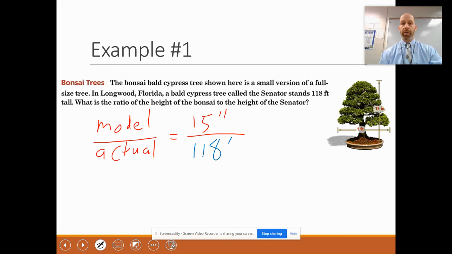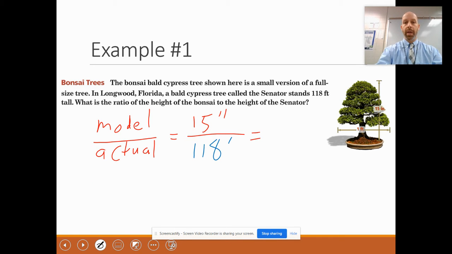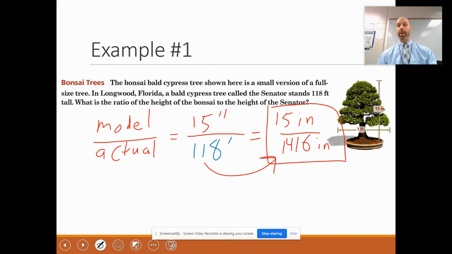If we're going to have a ratio, we want to make sure they are the same units. So it's going to be 15 inches to, and what I need to do is convert this 118 feet to inches. You're just going to take your calculator and do 118 times 12, and that's going to give us 1416. So this is the ratio.